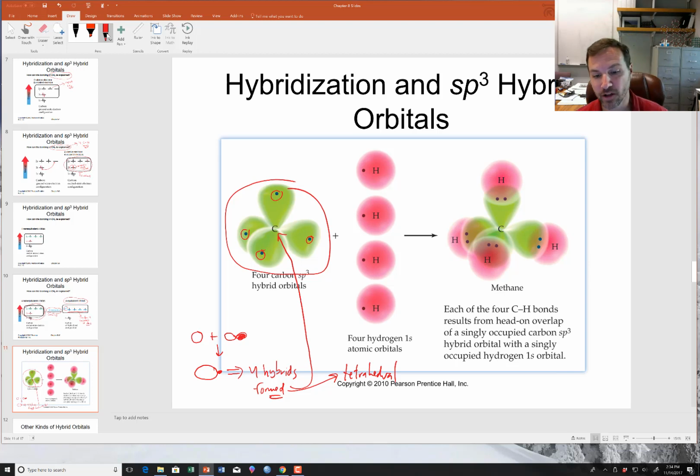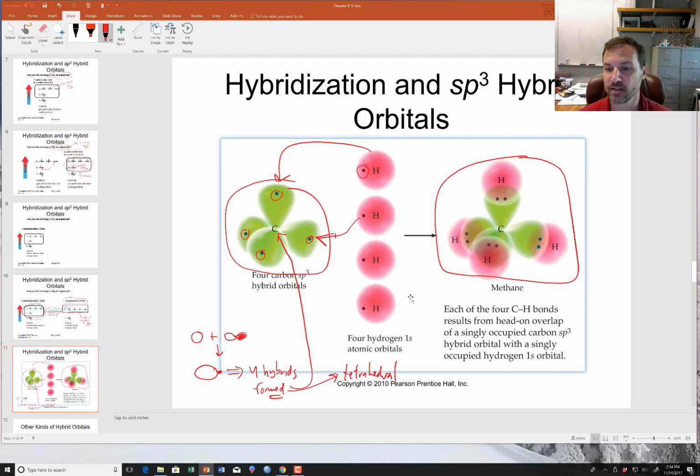So sp3 hybrids always form tetrahedral geometries because you have 4 electron densities sitting around the carbon atom. Now you can see how each hydrogen in its 1s orbital with its unpaired electron can form bonds with these hybrid orbitals, and now we get this methane molecule, 4 equivalent CH bonds, tetrahedral geometry, each of which has a pair of electrons in a covalent bond.